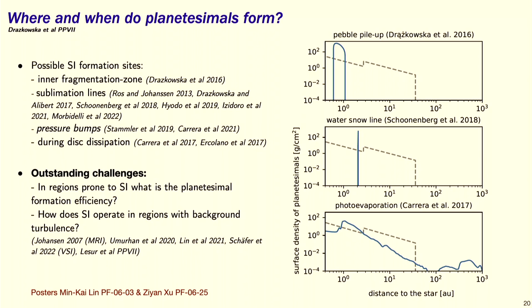And then another open question is how the streaming instability operates in regions with also background turbulence. But of course, work has already been done about that in the MRI and around the VSI, where it typically stimulates the streaming instability. Okay, there are also interesting posters on this topic in this meeting.